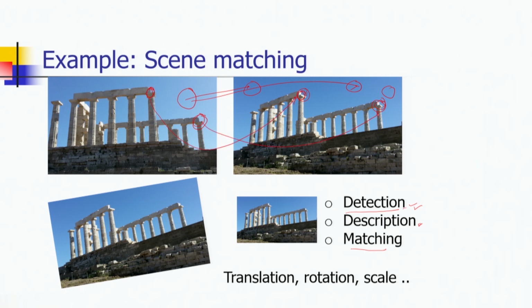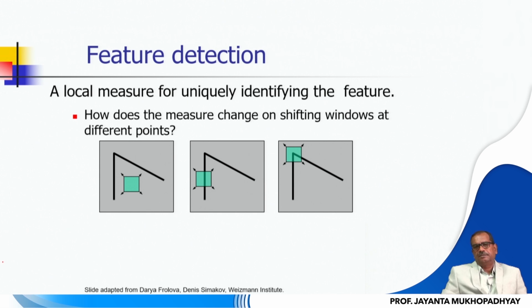So, you can do further resolutions of pairing up of this kind of key points from multiple scenes. So, with this kind of introduction, let me just discuss some of the techniques for feature detection and descriptor. We will start with the point detector.